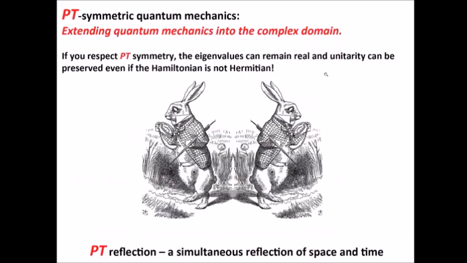Okay, so the question is, what is PT symmetric quantum mechanics? And I will say it very, very briefly. PT symmetric quantum mechanics consists of extending quantum mechanics from the real axis into the complex domain. And what I'm going to show you is that if you respect PT symmetry, the eigenvalues can remain real and unitarity can be preserved even if the Hamiltonian is not Hermitian.